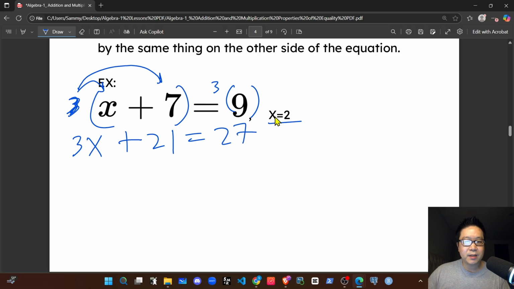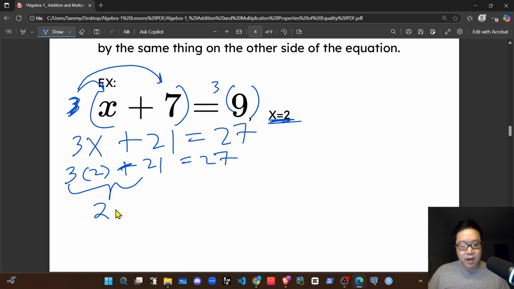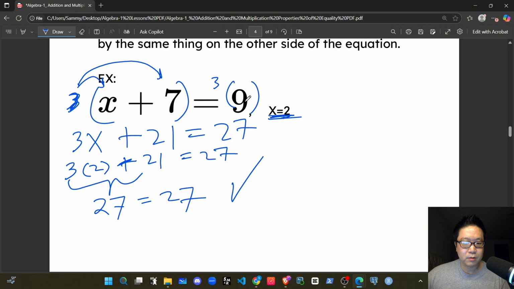Let's try plugging in this known value of x, 2. Okay, so we're going to plug in 2. So we end up with 3 times 2 plus 21, and then 27 on the right-hand side. 3 times 2 is 6. 6 plus 21 is 27. So on the left-hand side, we end up with 27, and on the right-hand side, we have 27. Therefore, this is a true equation.